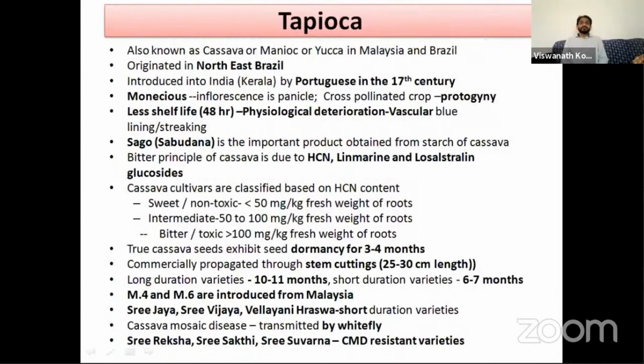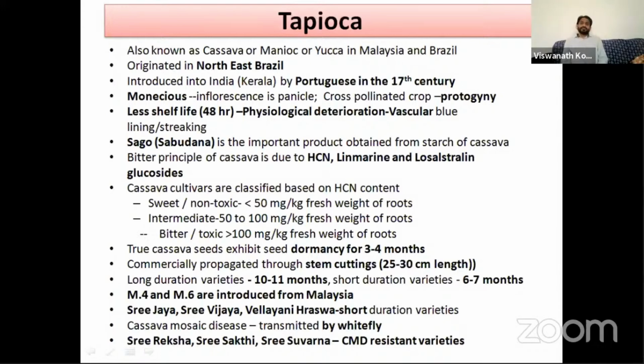Tapioca. Tapioca is also known as manioc, yucca in Malaysia and Brazil. Tapioca originated in Brazil and was introduced to India in the Kerala region by the Portuguese in the 17th century, whereas sweet potato was introduced in the 16th century. The inflorescence in tapioca is monoecious, that means male and female flowers are present in the same inflorescence, but they are different. Male flowers are present on the top of the inflorescence and female flowers at the bottom, and tapioca exhibits protogyny.